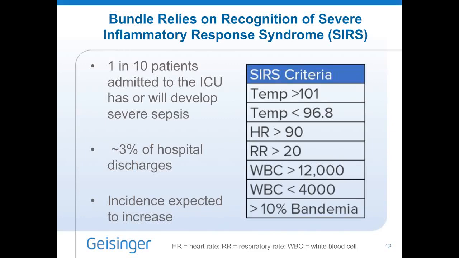Now, the bundle itself, the SEP1 bundle, relies on recognition of what's called systemic inflammatory response syndrome, or SIRS. That means a temperature over 101 or a high or low temperature, a heart rate greater than 90, respiratory rate greater than 20, white cell count greater than 12,000 per millimeter cubed or less than 4,000, and bandemia. Now, you'll notice that the temperature can be high or low, and the white blood cell count can be high or low.